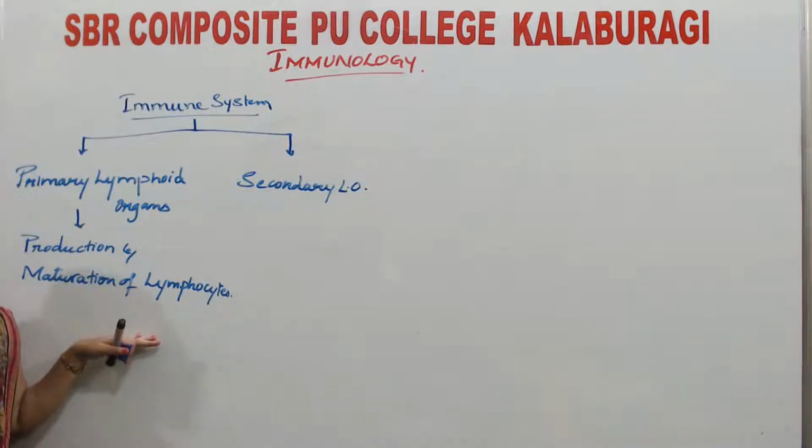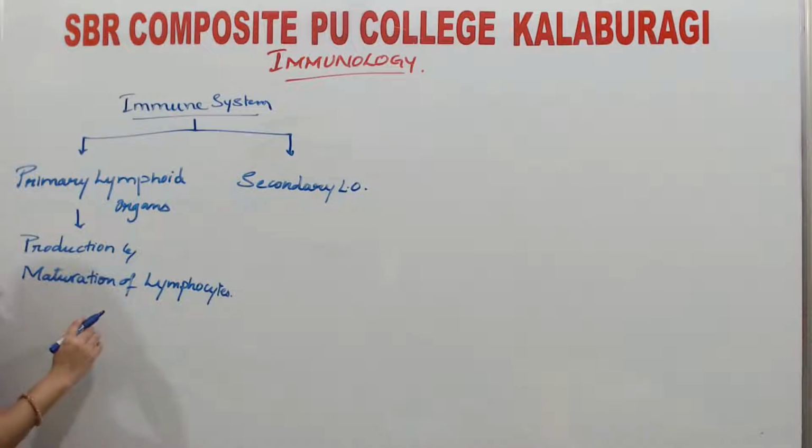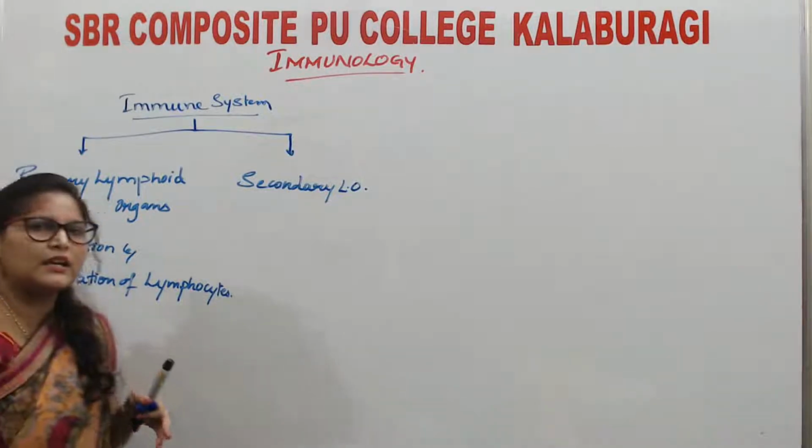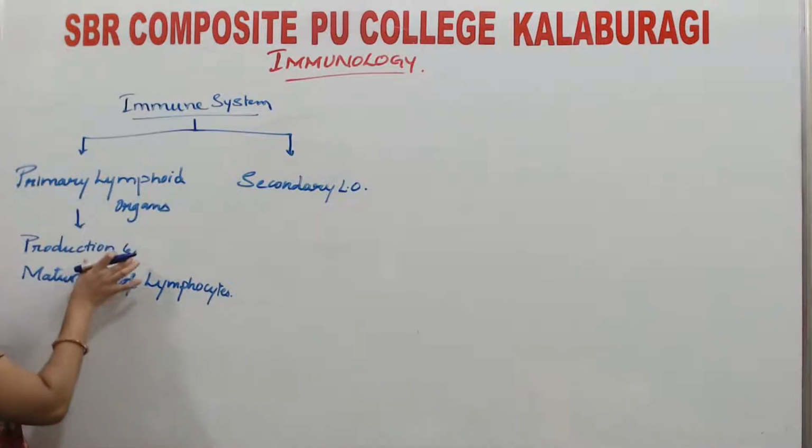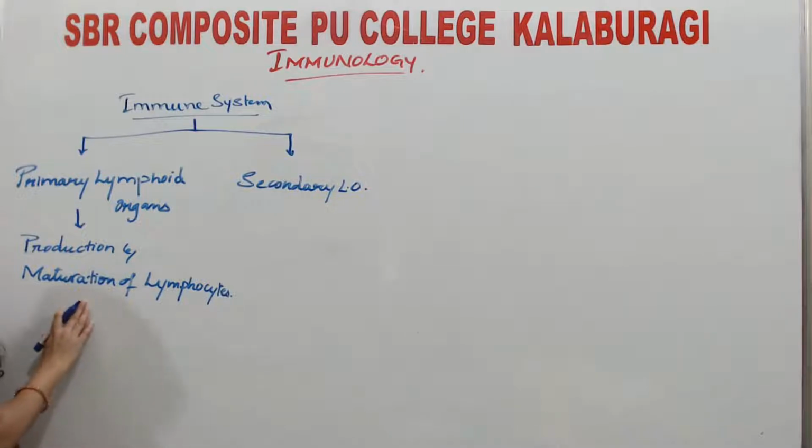Leukopoiesis means production of white blood cells. We have discussed all these terms: leukopoiesis, hematopoiesis, erythropoiesis. Poiesis means production. So lymphocytes are produced in bone marrow. Both B lymphocytes and T lymphocytes are produced in the bone marrow. So the organs where production and maturation of lymphocytes take place are known as primary lymphoid organs. Then what are secondary lymphoid organs? What comes under secondary lymphoid organs?